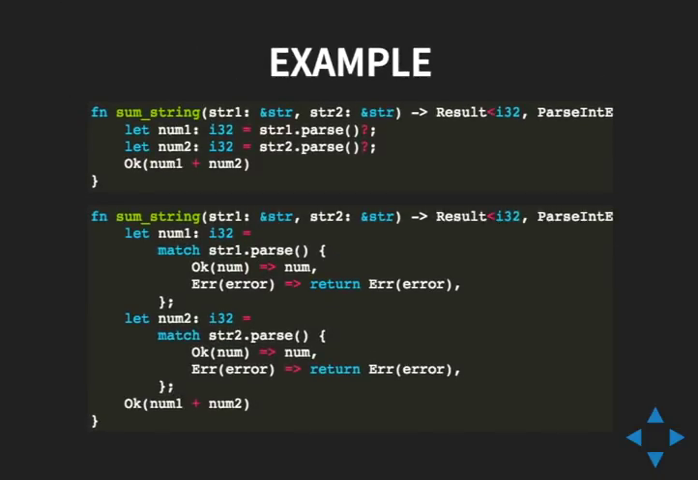So here we have an example of a function SumString that takes two strings as parameters and returns a result of an i32 and can be a parse int error. In the first line of the body of the function, we call parse, and we use the question mark to indicate that if it fails, return the error from the function. We use the same for the second line, and then we return OK with the sum of the two values. It is actually the same as if you had written this more verbose version.